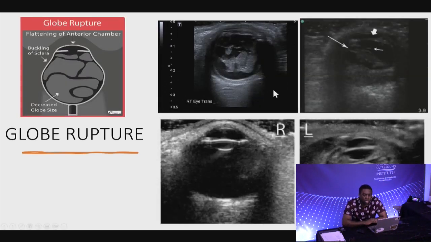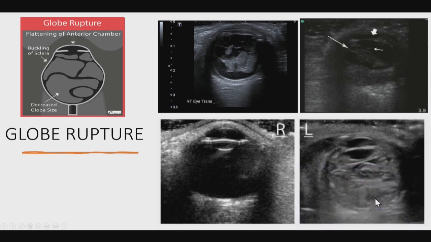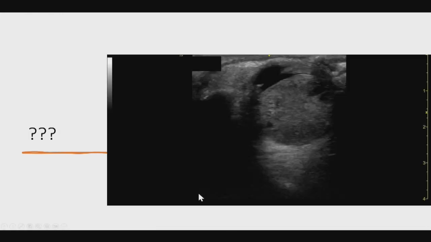So globe rupture can look nice and wonderful where you could still see the structures of the eye itself and just a ton of stuff in the eye that's not supposed to be there. It could be the previous picture where it sort of looks like mush. It could be an example like this where you see the eye sort of compacted. So it can look different depending on what exactly is going on with the patient versus a normal eye.